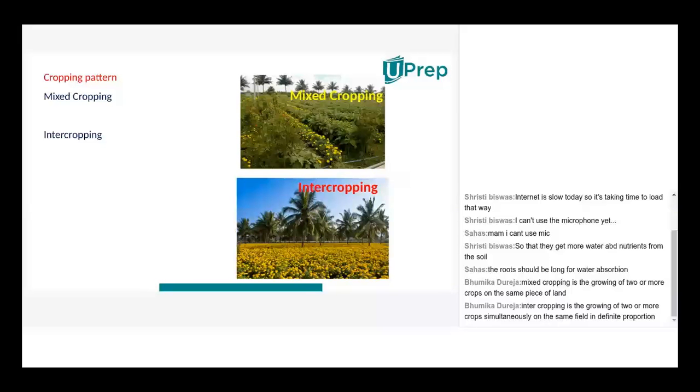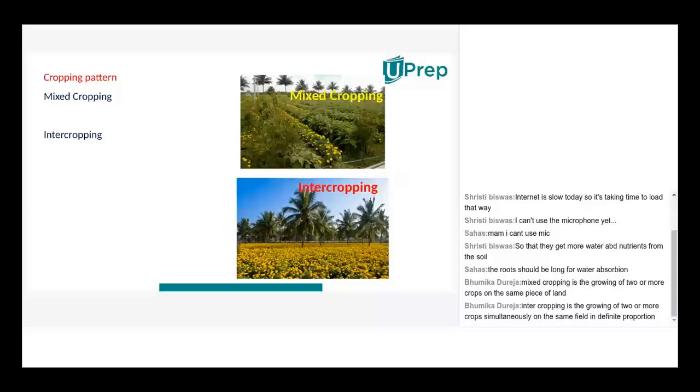So basically in intercropping, what happens is that, for example, you have a row of just methi, right? And next to that you have a row of just coriander, dhania. And after that maybe you have a row of palak, right? So you have rows and rows of two or more than two different crops, right? So that is intercropping.